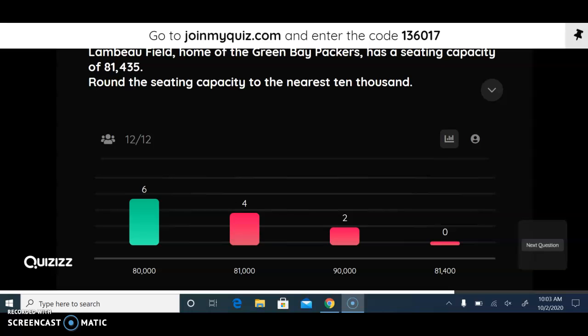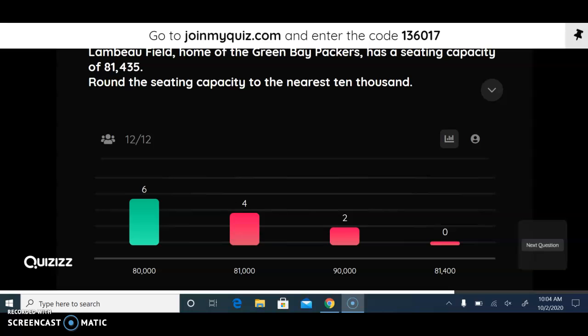So I've got to decide, is that number closer to 80,000 or to 90,000? How do you know it's closer to 80,000, Caden? Because I looked over at the 435 and not past 500 yet. The 1,000 tells us that it's not past 85,000. All right, remember you have to look at what place value it asks you to round to.